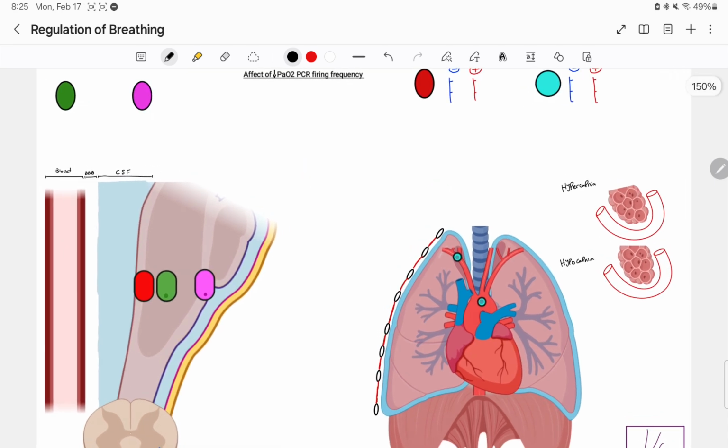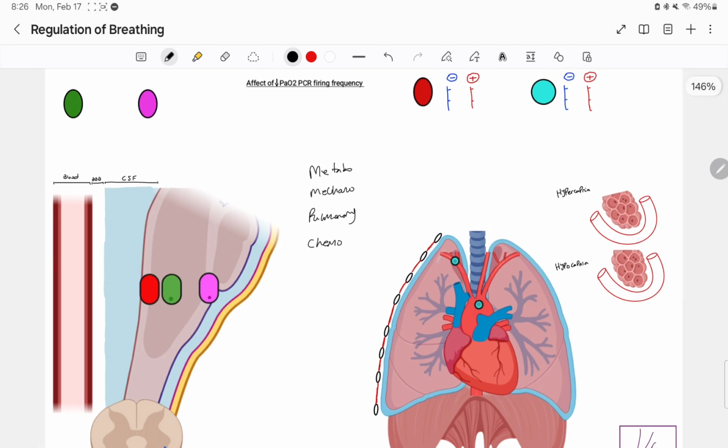Well, the kinds that affect respiration are going to be metaboreceptors, mechanoreceptors, and pulmonary receptors, okay? And they're also going to be chemoreceptors, which is the main type that we're going to talk about today. But do realize that we have these three as well, the metabo, the mechano, and the pulmonary, but we're just not going to talk about them in this video, at least not too much. Maybe I'll touch a little bit on the pulmonary receptors. And again, if you want a separate video going into more detail on regulation of respiration, let me know. But today we're going to talk about chemoreceptors.